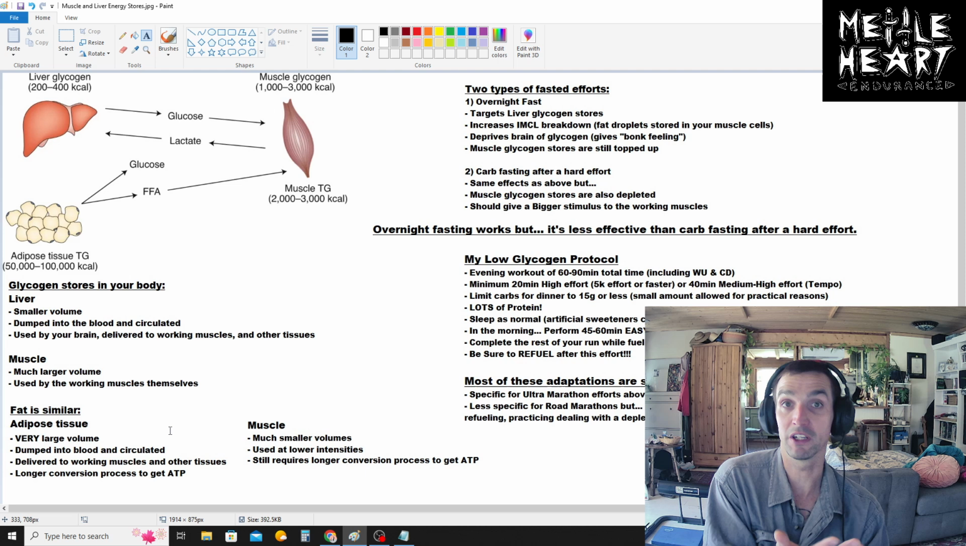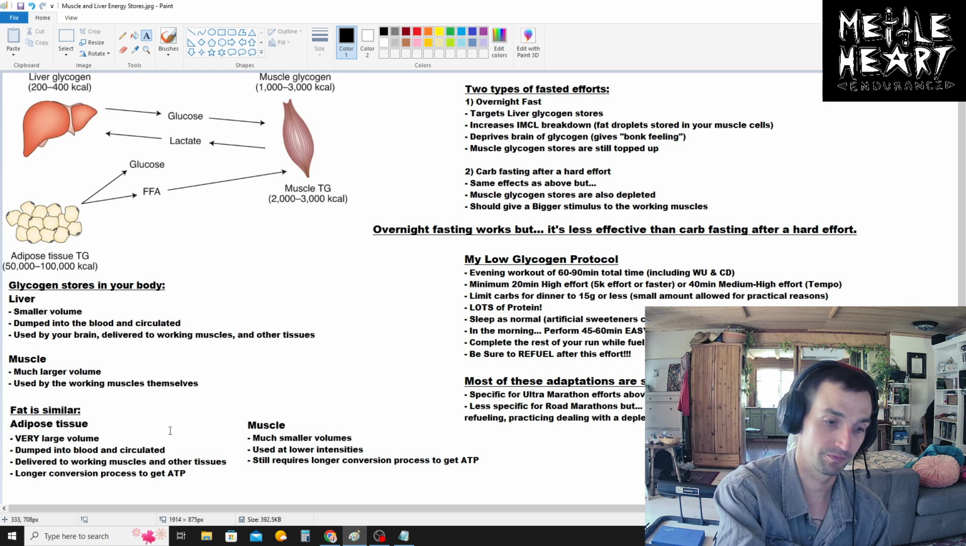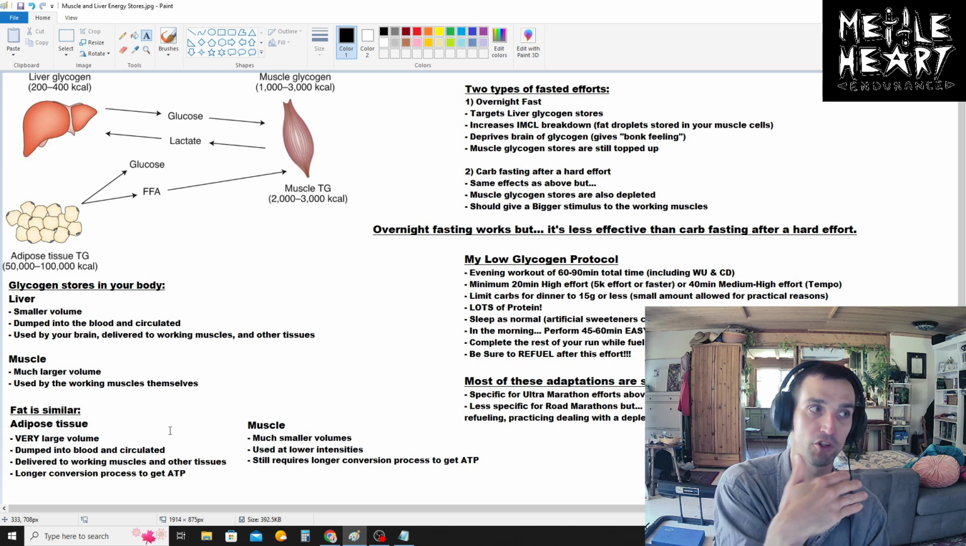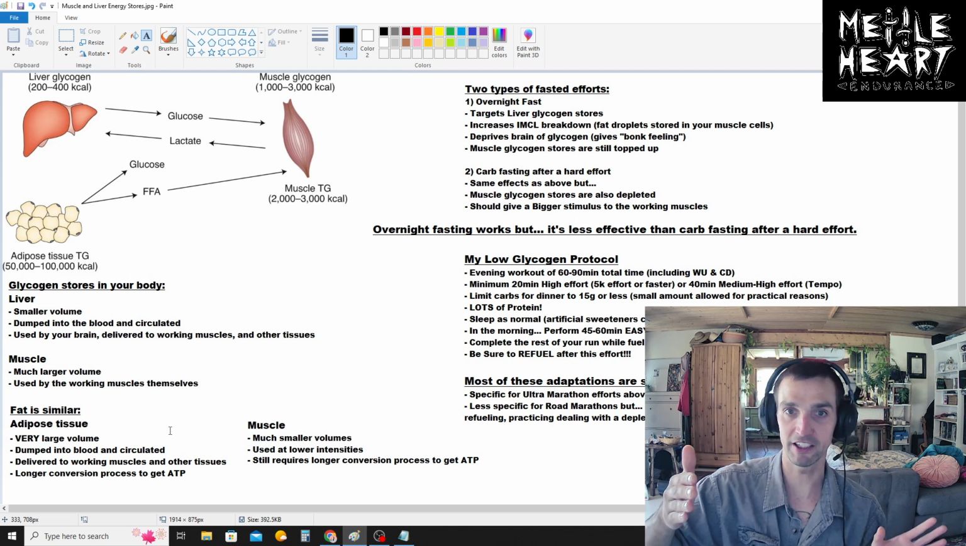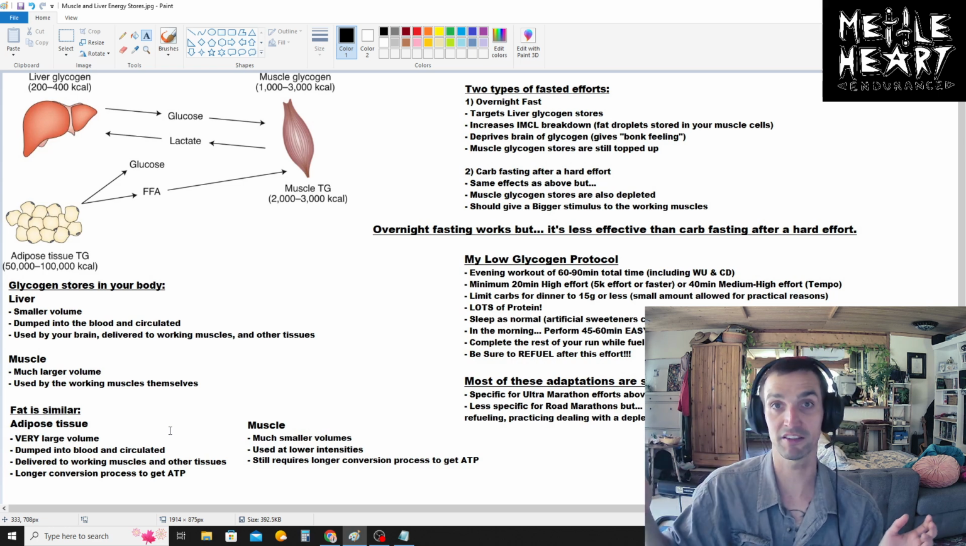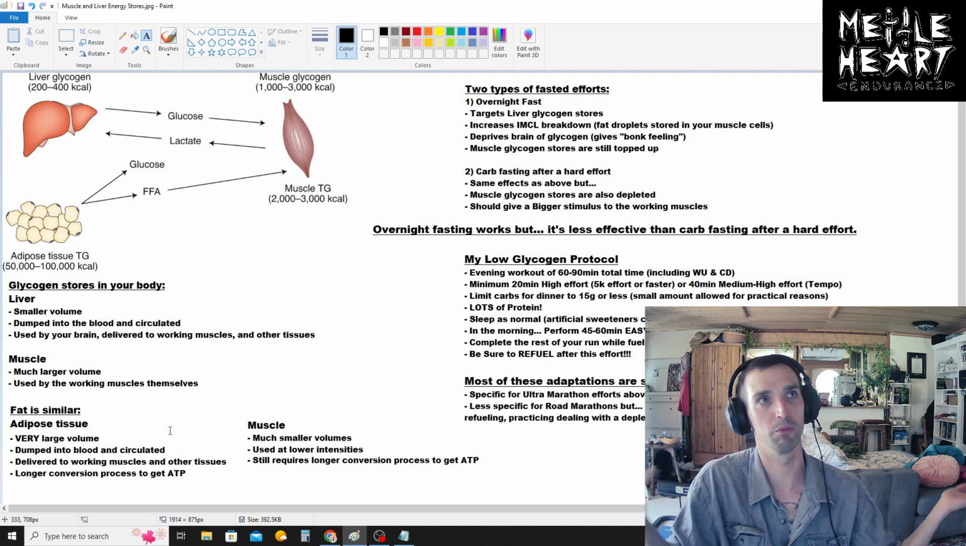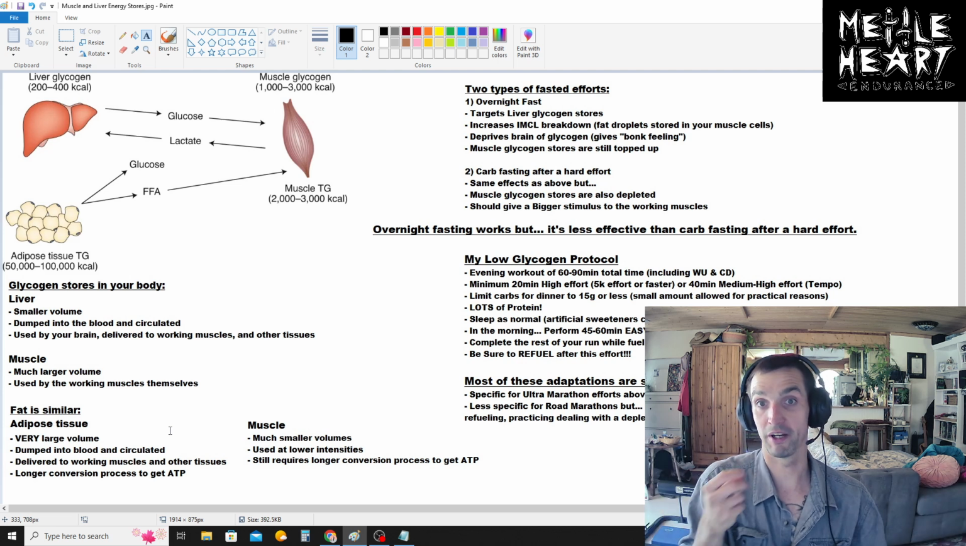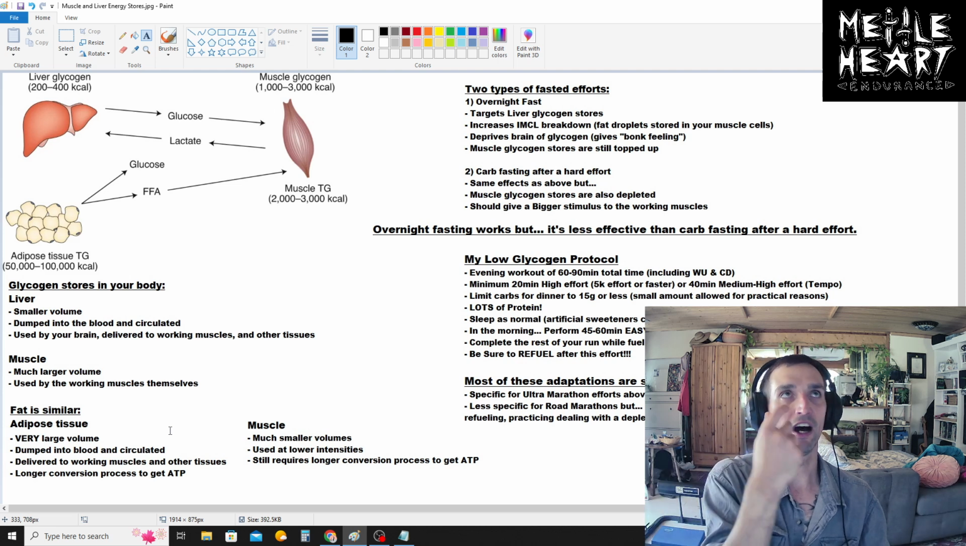So this is one of the adaptations of training that we're trying to get, and this is why we consistently do long runs. Often in training plans, we try to set long runs to be about 90 minutes or more, because we can push the body to that point where we've depleted glycogen. That gives the body a stimulus to say, oh, hey, I should maybe store more glycogen next time, or I should burn more fat.